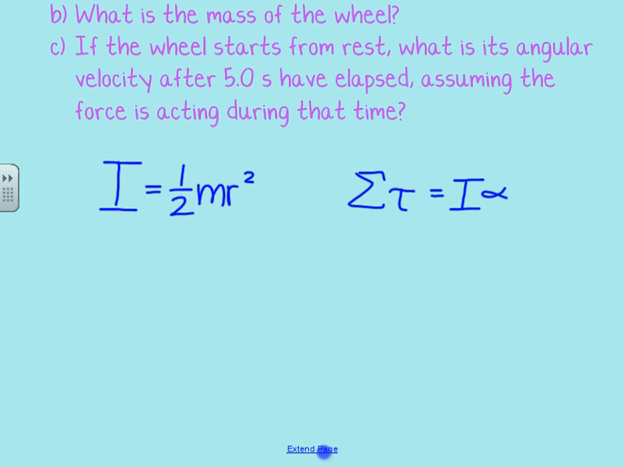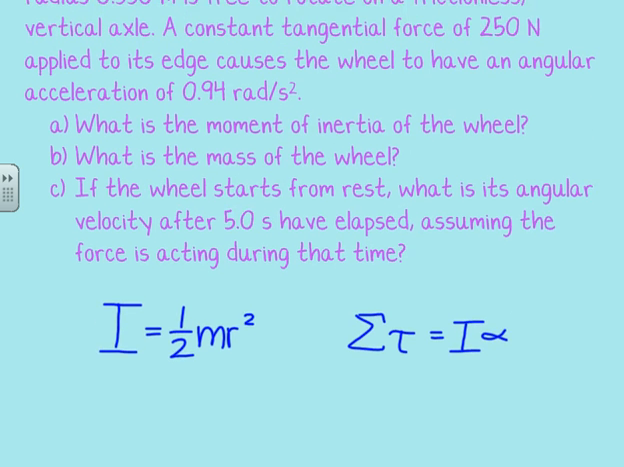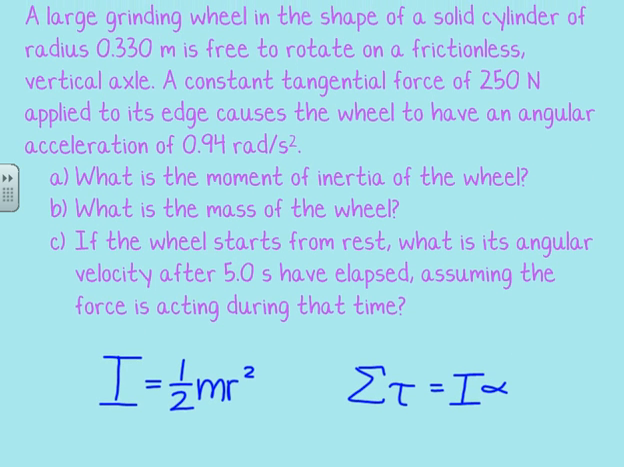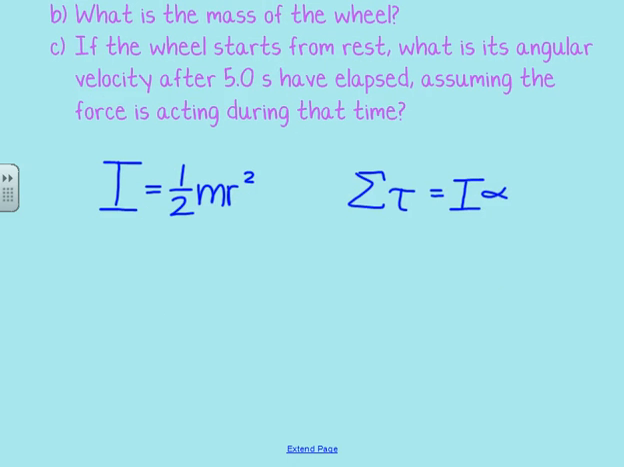Well, based on the information I'm given, I know that I have a radius, but I'm not given a mass. As a matter of fact, if you look at part B, we're trying to solve for mass in part B. So clearly, going about the route of using I equals 1/2 mr squared is not a possibility to find the moment of inertia in part A. Instead, we'll have to look at the net torque equation.